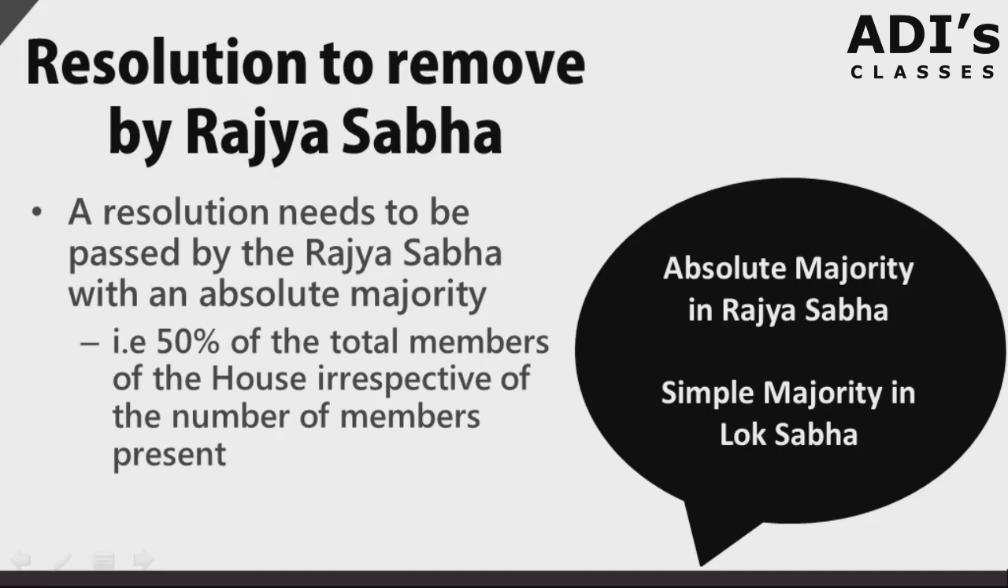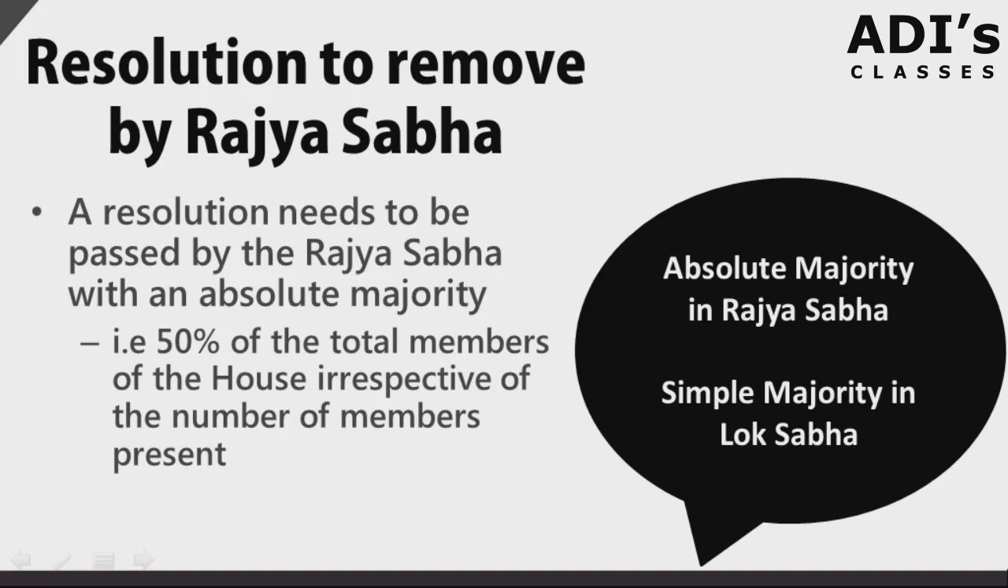We have also seen special majority. Special majority is 50% of the total membership of the House plus 2/3 of the members present and voting. So these are the three kinds of majority that we see: simple majority, absolute majority, and special majority. So a resolution needs to be passed by the Rajya Sabha with an absolute majority, that is 50% of the total membership of the House.